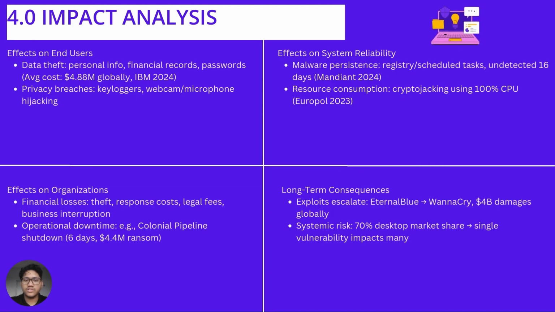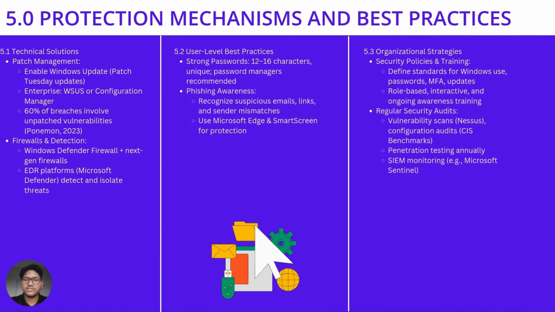Next will be protection mechanisms and best practices. First will be technical solutions, which start with patch management. Enabling Windows updates ensures devices get regular security fixes from Patch Tuesday. In business, WSUS or Configuration Manager can manage updates centrally. Unpatched systems are risky. 60% of breaches happen because vulnerabilities were not fixed.